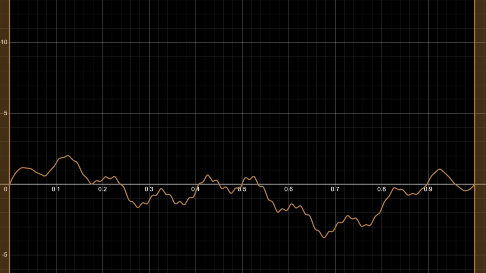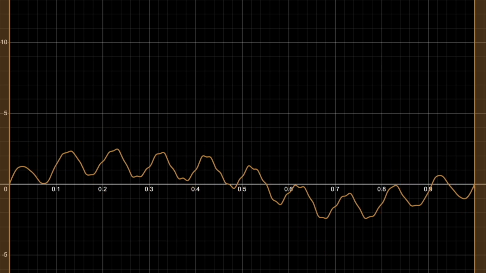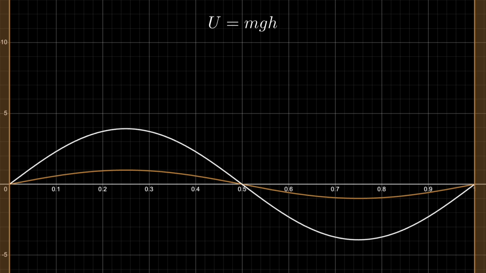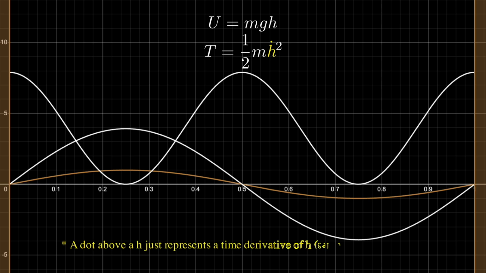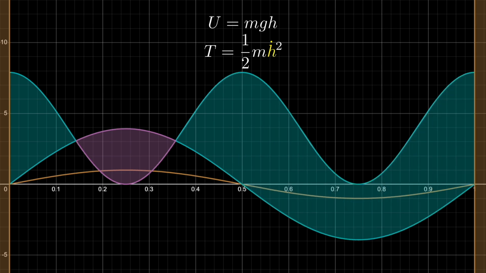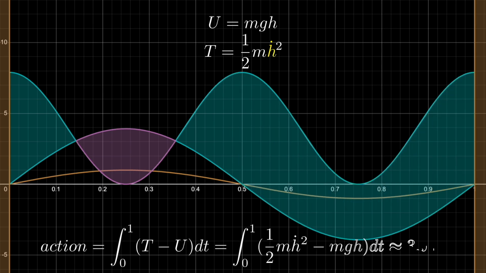For the sake of visualizing the action, let's consider a simpler path. We know the potential is a function of height. This potential function looks exactly like how we'd expect it to, since the potential is just proportional to the height. We can also work out the kinetic energy and plot that. The action for this path visually looks like the area between the potential and kinetic energy curves between the fixed endpoints of the path. Nature, for some reason that I don't have great intuition for, tends to minimize this area.